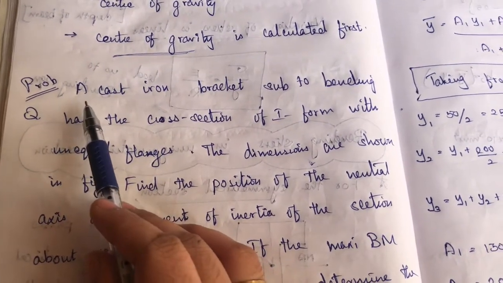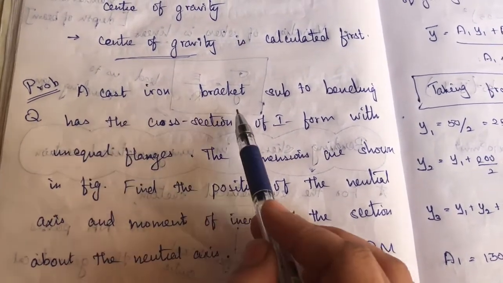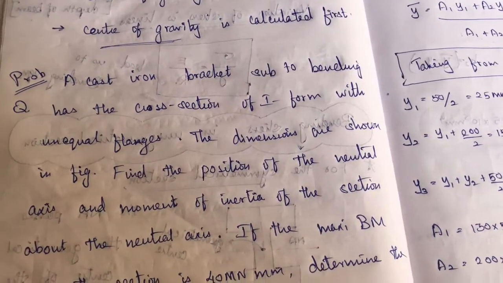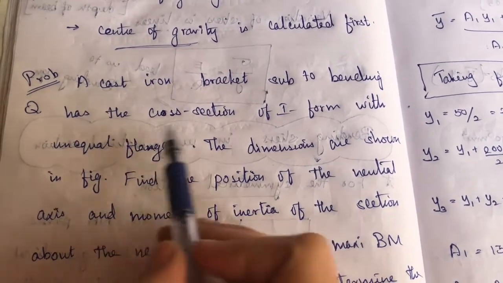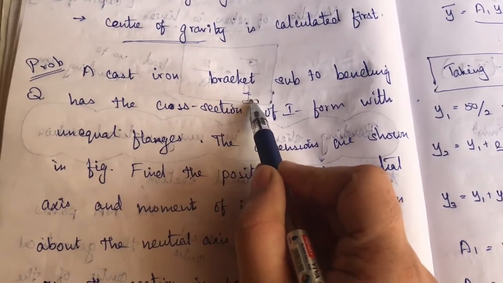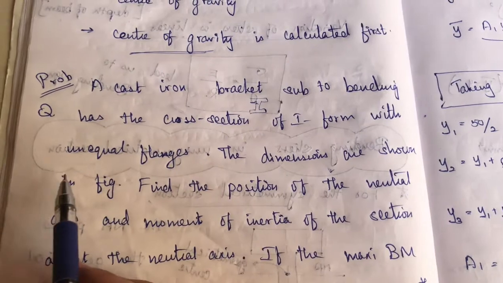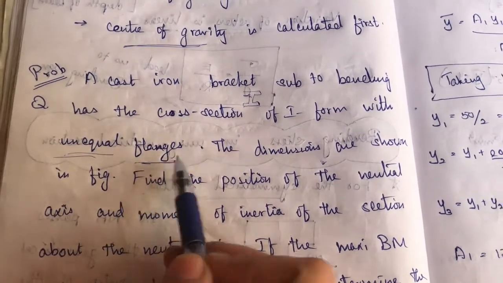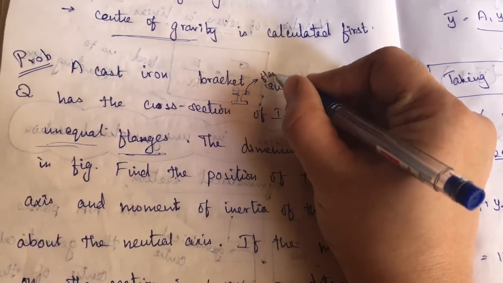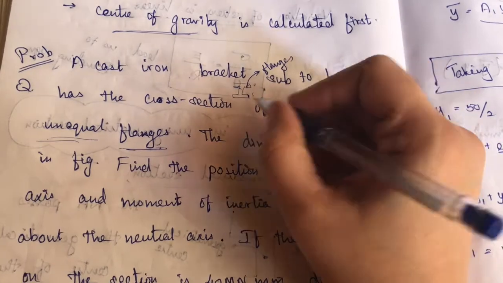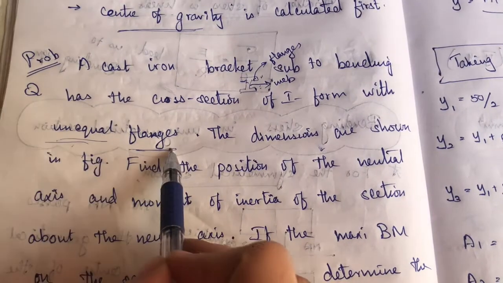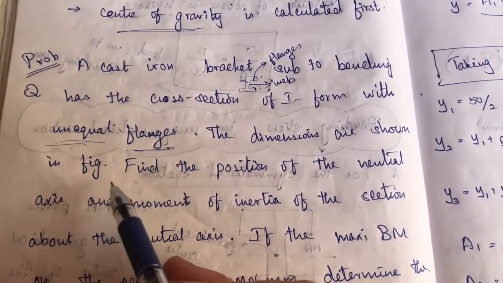So the first problem: a cast iron bracket subjected to bending has a cross section of I form with unequal flanges. So this is a flange. There are two flanges in the I section, and the middle one is the web. So it has unequal flanges. The dimensions are shown in the figure.